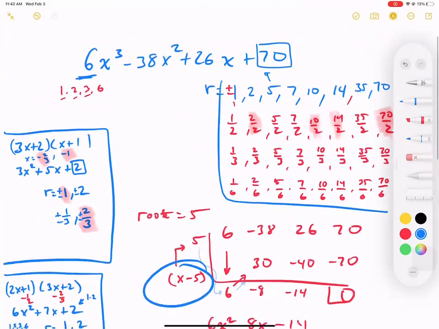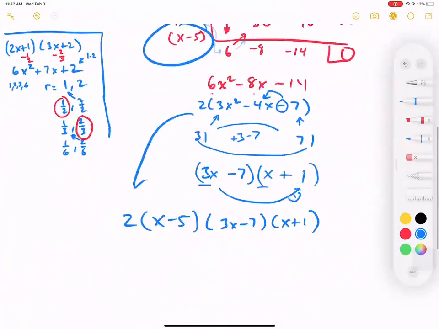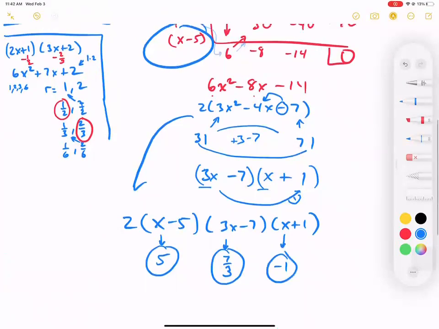Now, I want to show you guys that all these answers, my roots are hidden here. To make this go to 0, that would be 5. To make this go to 0, it would be 7 over 3. To make this go to 0, it would be negative 1. Are 5, 7 over 3, and negative 1 possible roots? Let's take a look here.